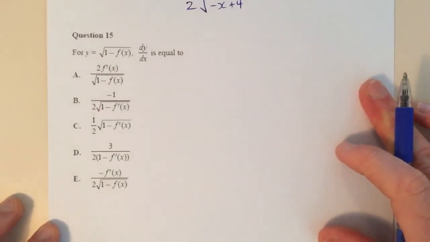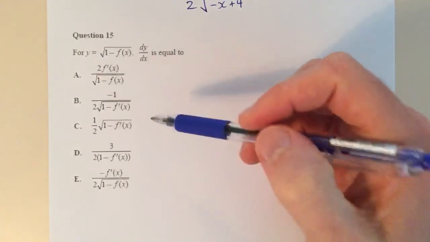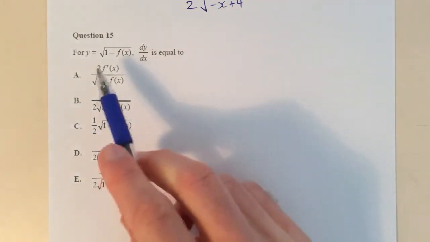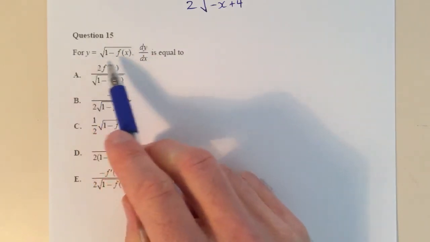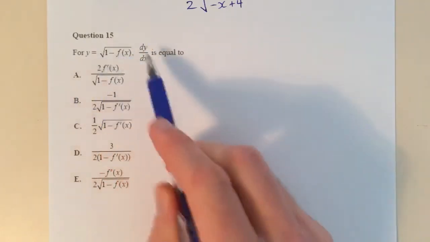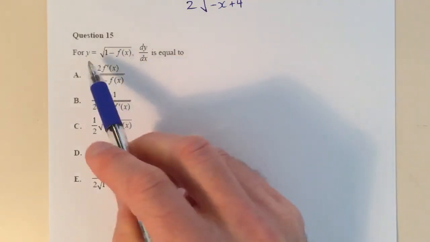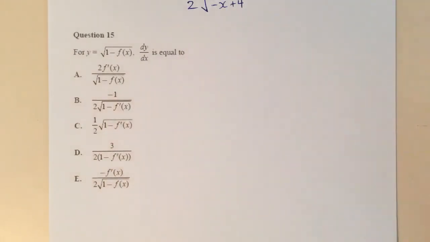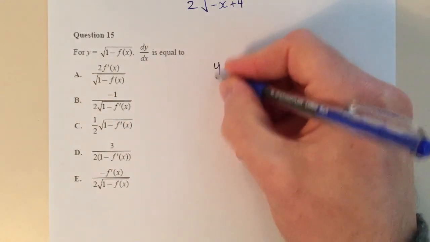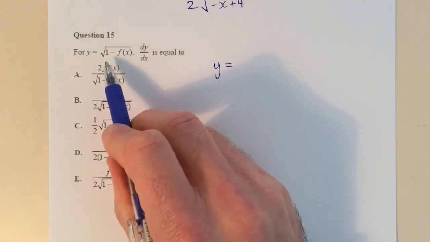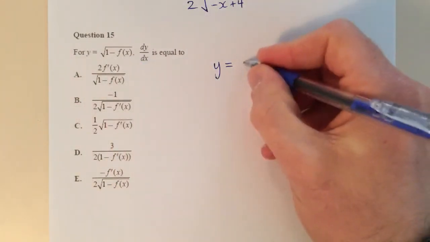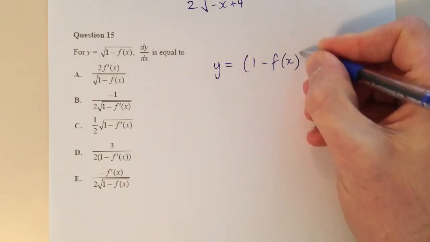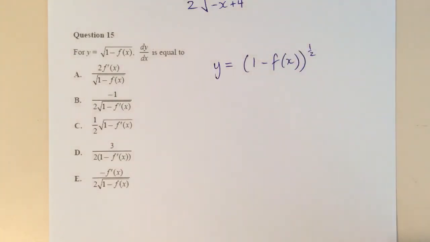Okay, question 15 is a multiple choice question from exam 2. So we could use our calculator here, but it's actually one where the calculator is not going to be all that helpful. We're being asked to find the derivative of, because it says for y equals this, dy dx is equal to, the derivative of the square root of 1 minus f of x. So f of x is just given as a general function here. So if y equals the square root of 1 minus f of x, well, really, we could say that y is equal to 1 minus f of x to the power of a half, okay?